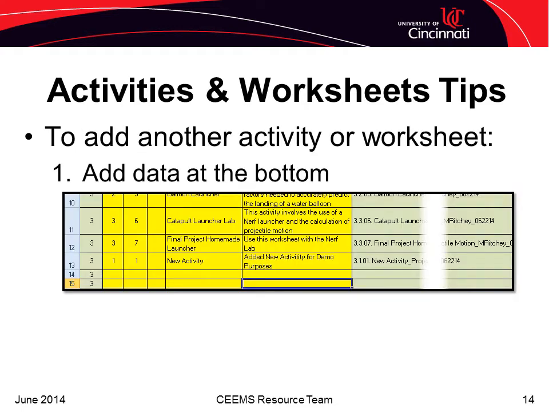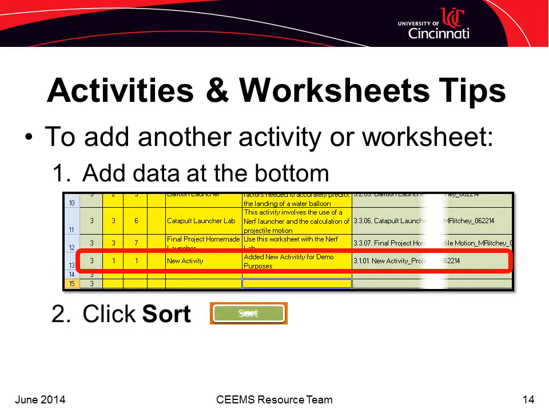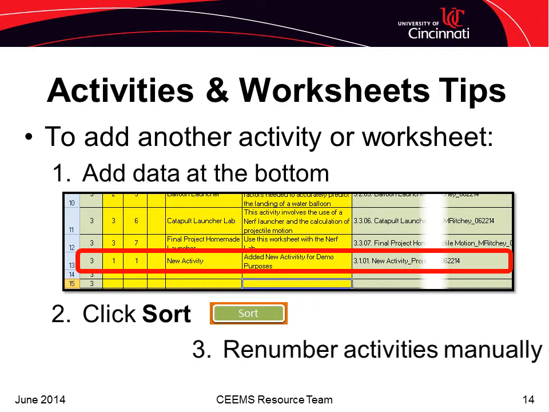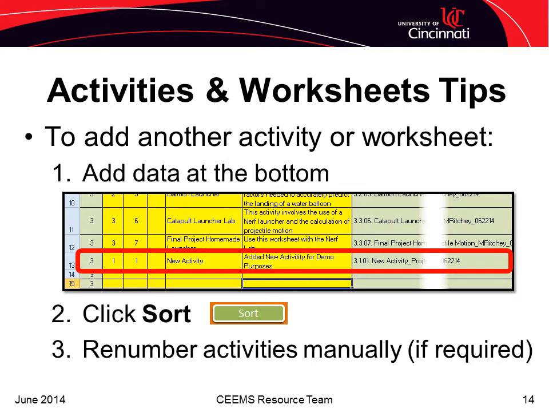To add another activity or worksheet, enter the data at the bottom of the sheet in the yellow cells, then click on the Sort button. This will place the activity or worksheet in alphabetic order by file name. On occasion, you may want to insert an activity or worksheet between existing documents. Again, enter your data at the bottom, then click Sort. You must then renumber or reletter the documents to get them to sort in the right order.